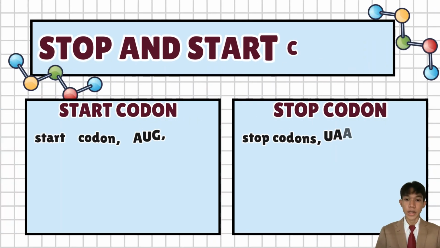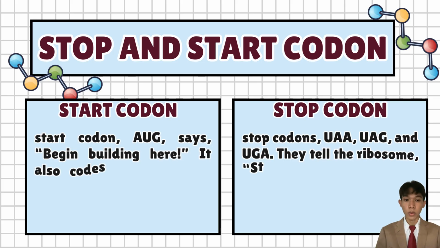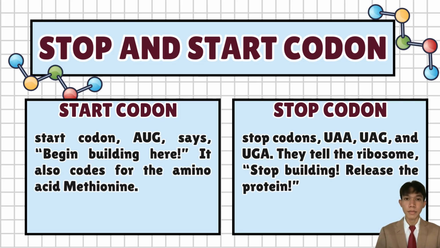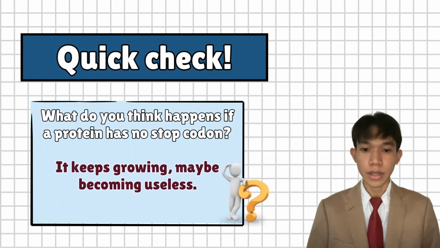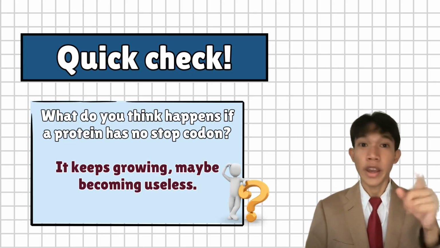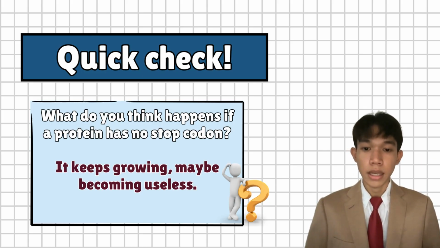Some codons have a special job. For example, the start codon, AUG, says begin building here. It also codes for the amino acid methionine. Then there are stop codons: UAA, UAG, and UGA. They tell the ribosome, stop building, release the protein. Quick check. What do you think happens if a protein has no stop codon? You're right. It keeps growing, becoming useless. The protein might not work if it doesn't stop at the right spot.